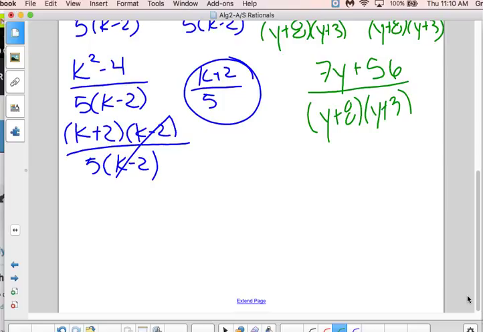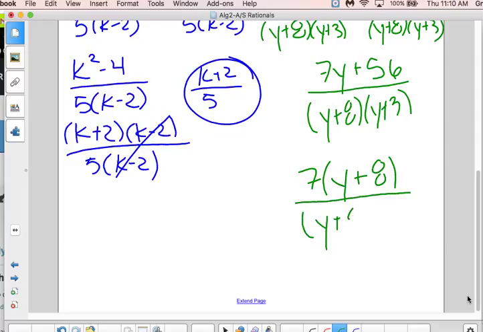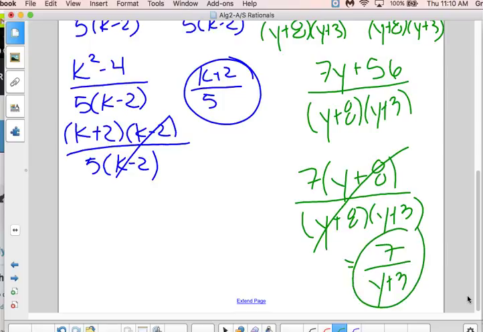From the adding and subtracting, we want to simplify. Now, in order to simplify, what do we need to do? Take out the 7. We need to factor our numerator. 56 divided by 7, which is super handy. Why is it super handy? Final answer, 7 over y plus 3. So once you get the common denominator, it's all kind of downhill.